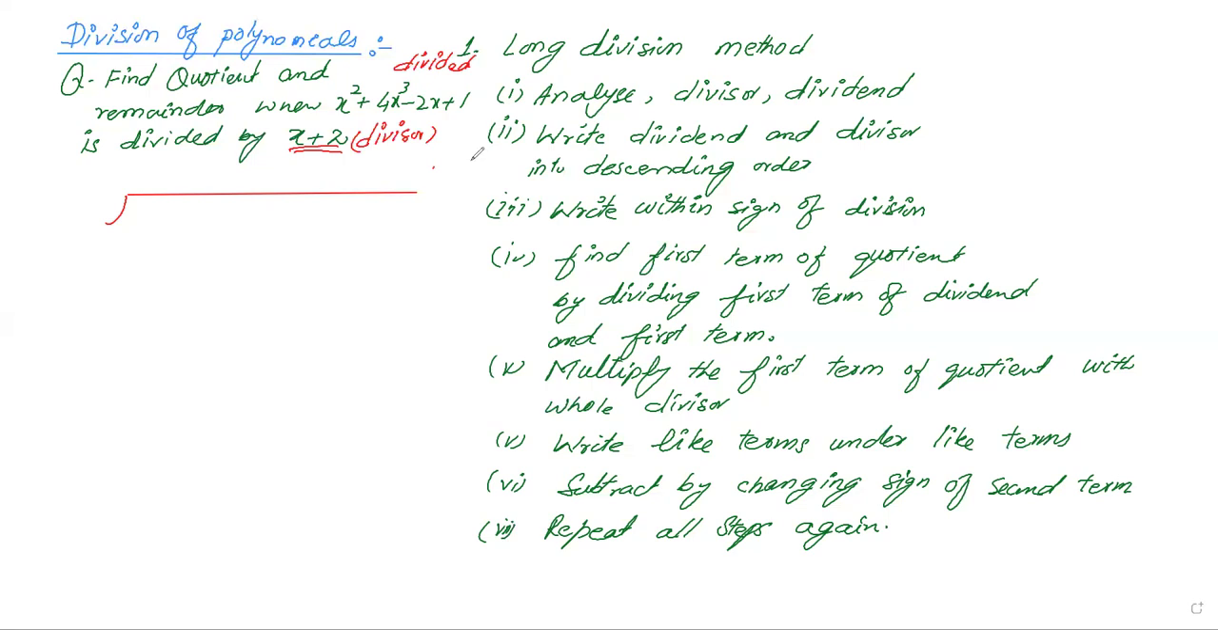First of all, the first step is clear. We have to find the dividend and divisor. So I noted this one. The first term is called the dividend. The second term is called the divisor.